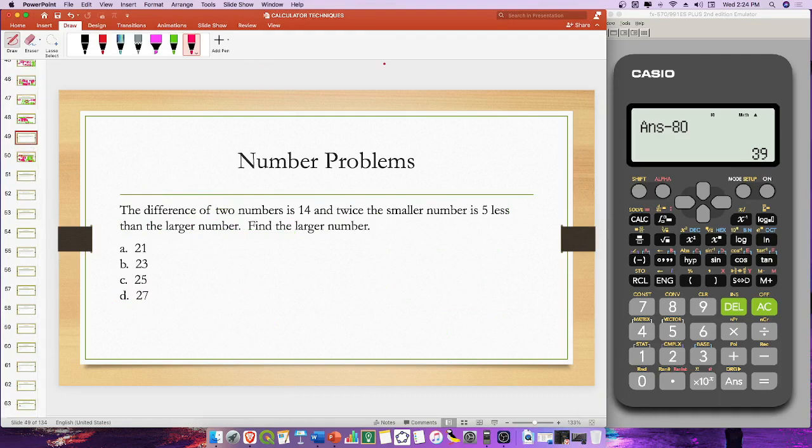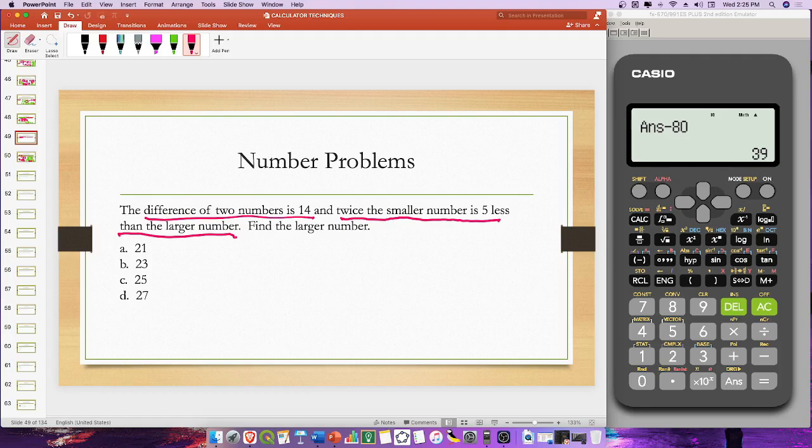Okay, now what about this problem? According to the problem now, the difference between the two numbers is 14. Since we don't know what the numbers are, we can define the numbers. The difference of two numbers is 14, and twice the smaller number is 5 less than the larger number. So this statement is very confusing if you don't know how to convert mathematical sentences to mathematical equations. So I will teach you how to do that.